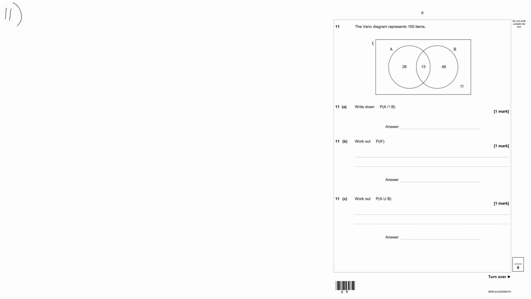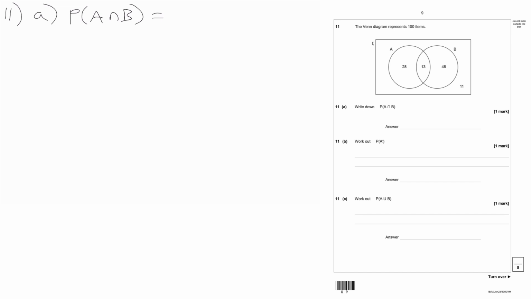Question 11. And we're given a Venn diagram. And we're told it represents 100 items. So we have event A, event B. And we're asked for part A to work out the probability, and what this means is the probability of A and B. So the probability that A happens and that B happens.